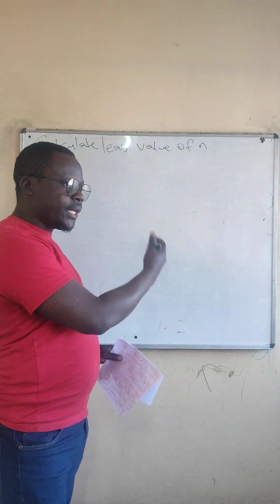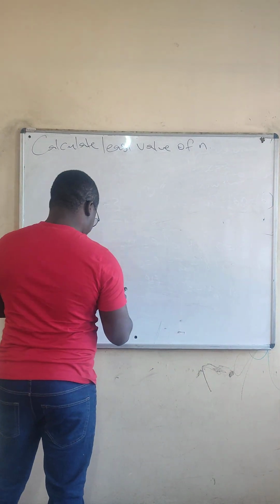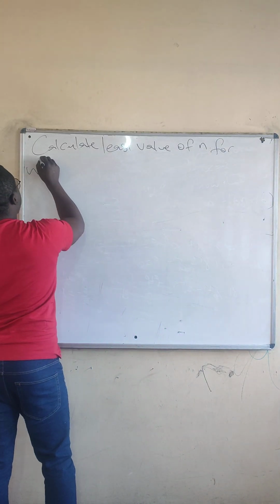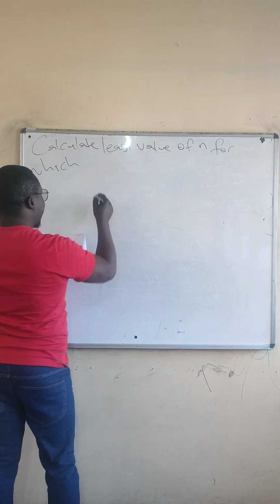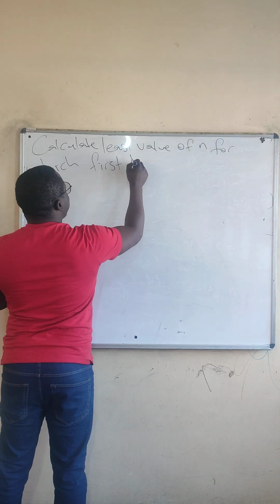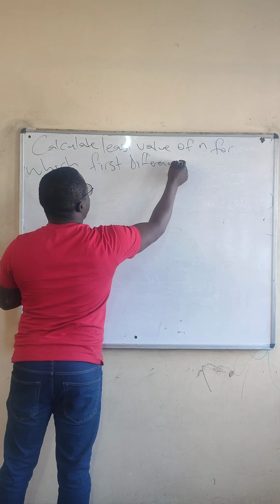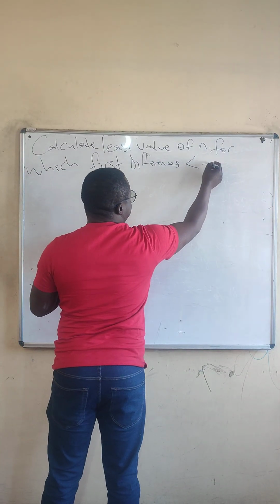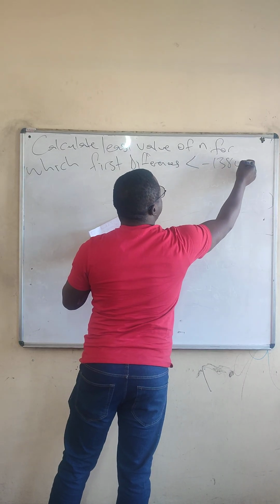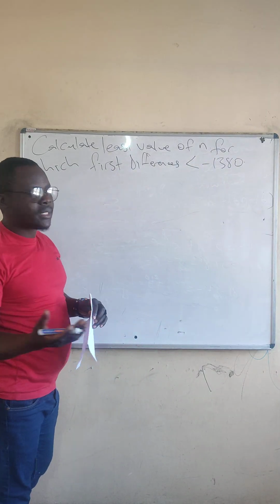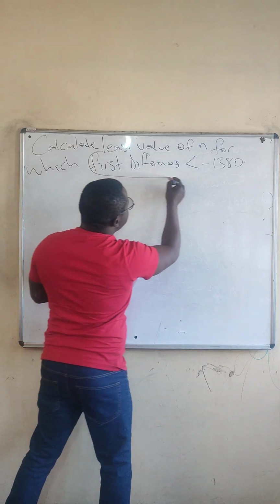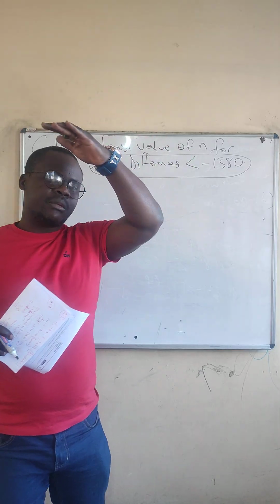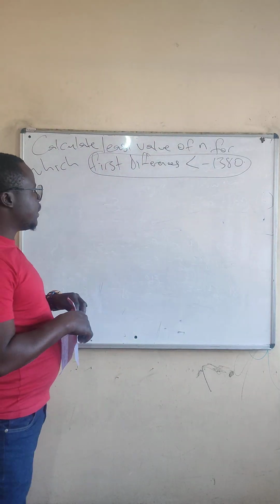But here's your condition. The condition is that the sum of the first differences is less than negative 1380. So I'm going to highlight this, that here's a condition for us. Find the value of n, which is part of the sequence.